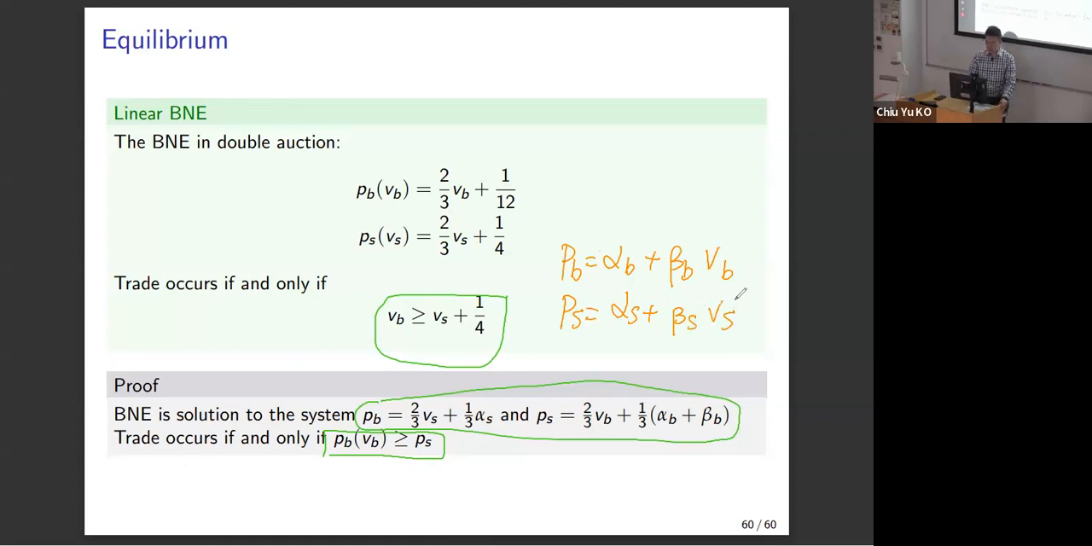Okay? So compare this equation to this equation. You get this is alpha B, right? So is that clear? So alpha B is 2/3. Is that clear?